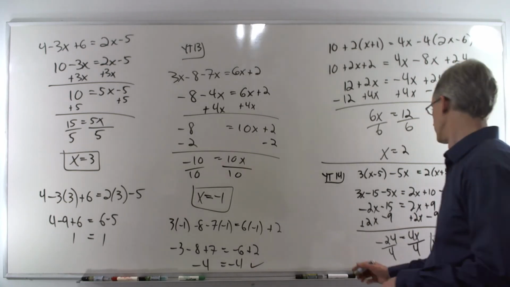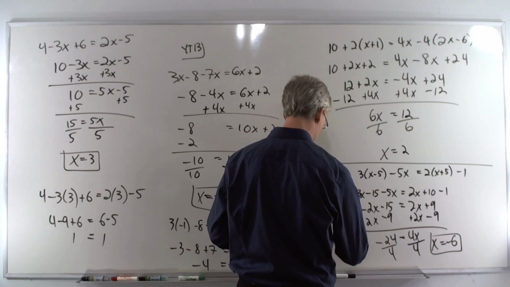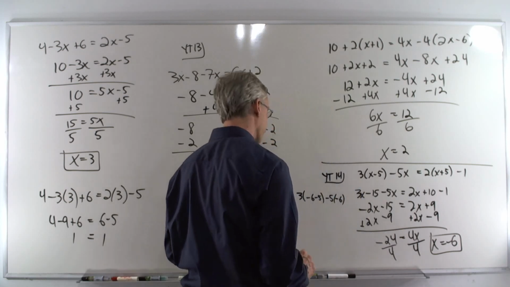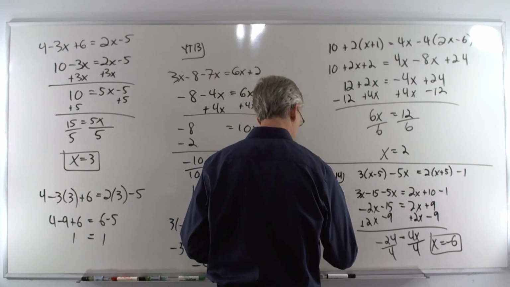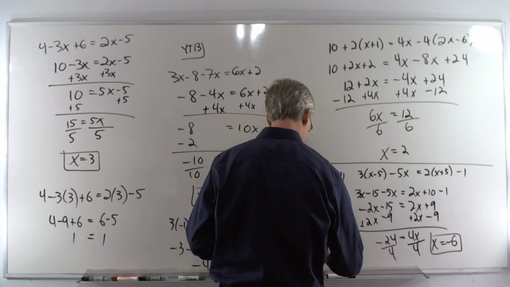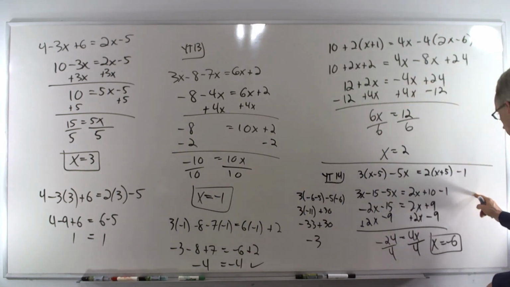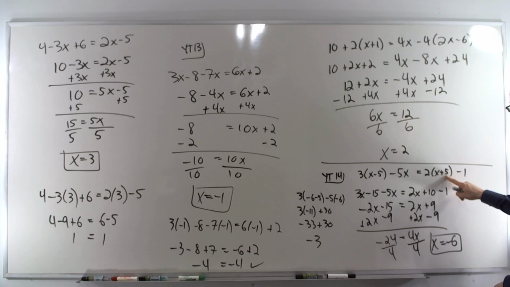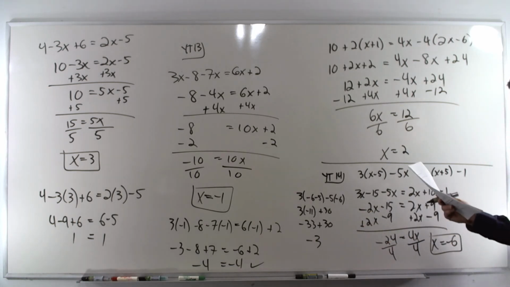All right, let's check this. So that gives us 3 times negative 6 minus 5, minus 5 times negative 6. Let's see what we get here. So the left side of the equation will be negative 33 plus 30. And we get negative 3 on the left. All right, negative 6 on the right. Negative 6 plus 5 is negative 1. Negative 1 times 2 is negative 2. Negative 2 minus 1 is negative 3. So we get the same answer. So x equals negative 6 is correct.